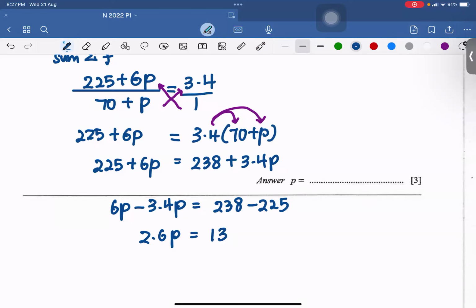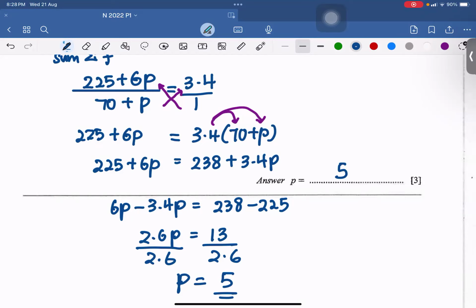Then finally, I know some of you divide, but I don't know how you divide. You're going to do 2.6 divided by 13? No. If you're not sure, just write over 2.6. So P is 13 divided by 2.6 to give you the number 5. Answer.